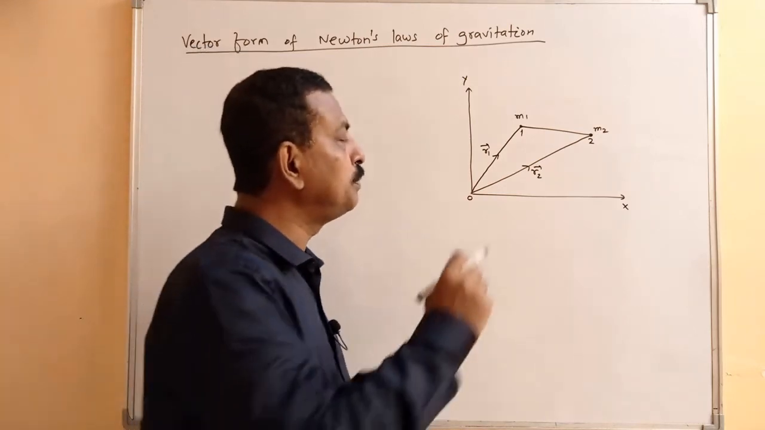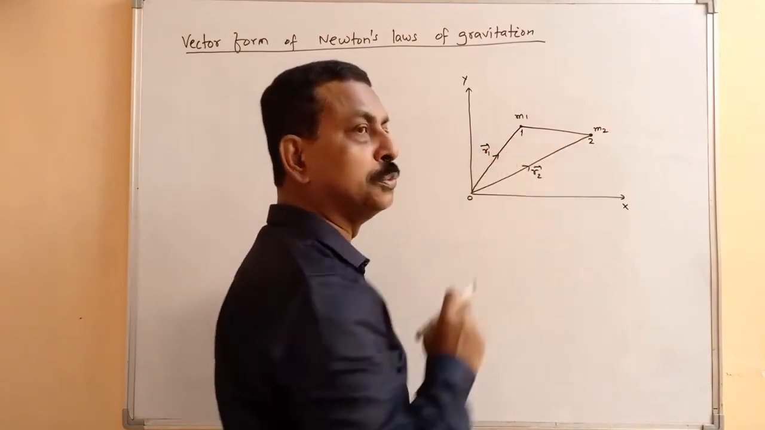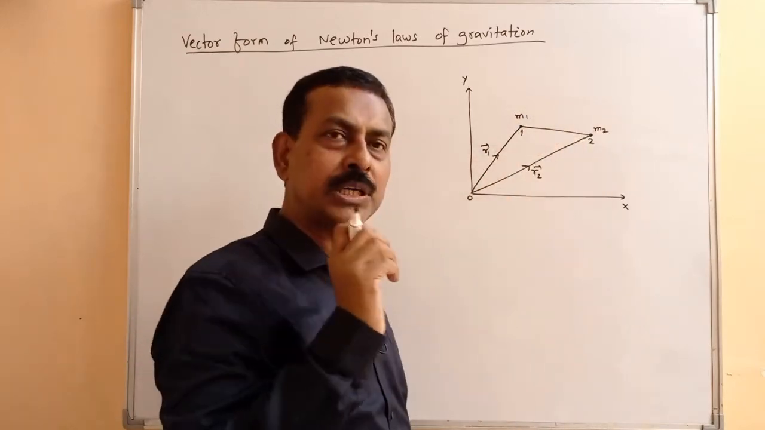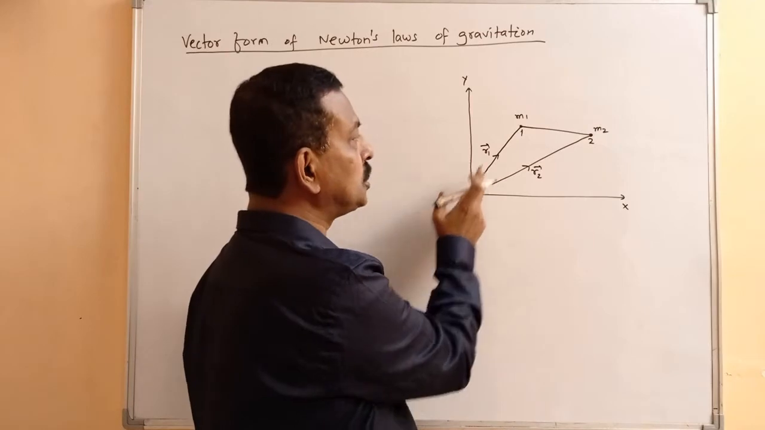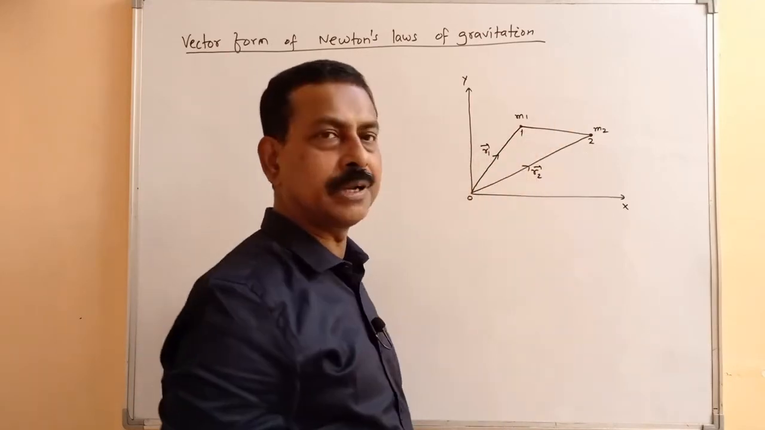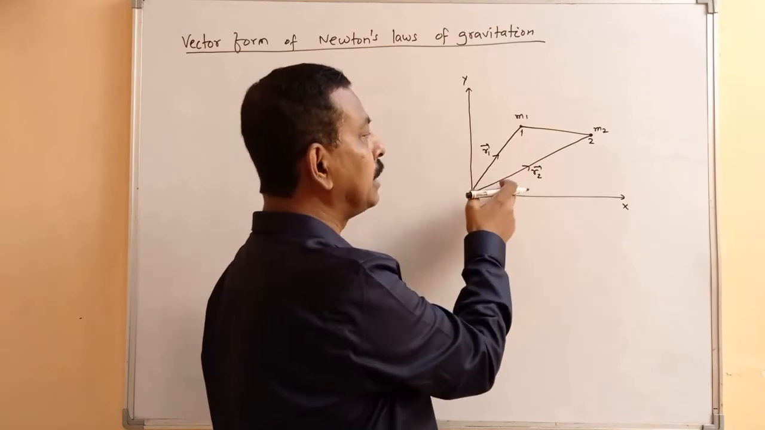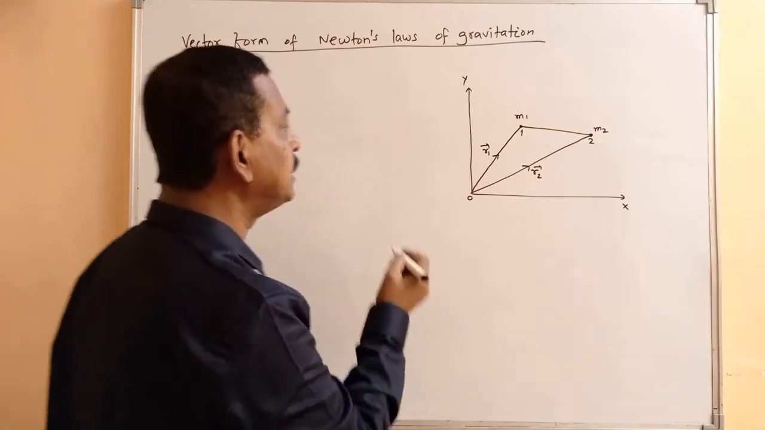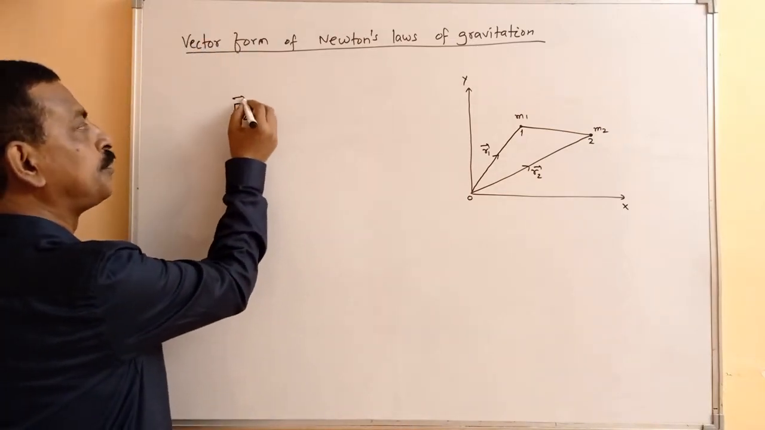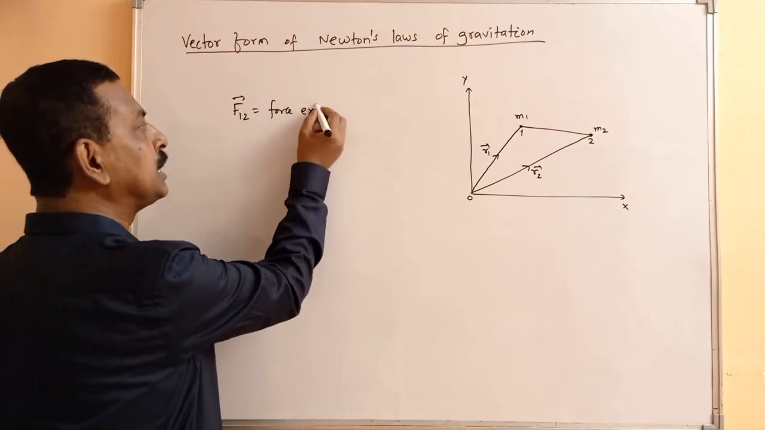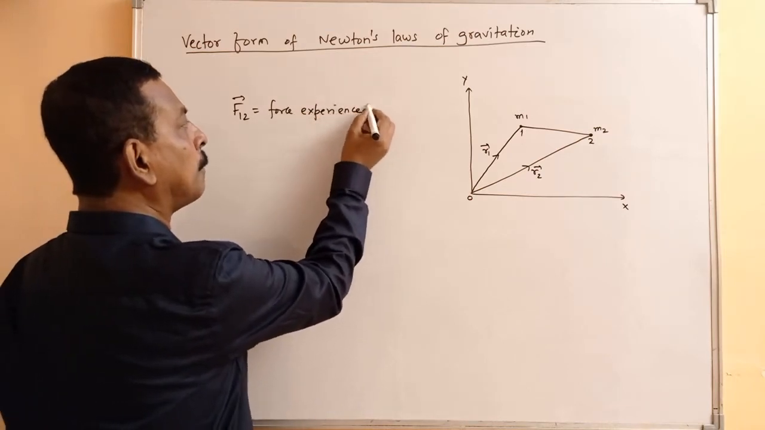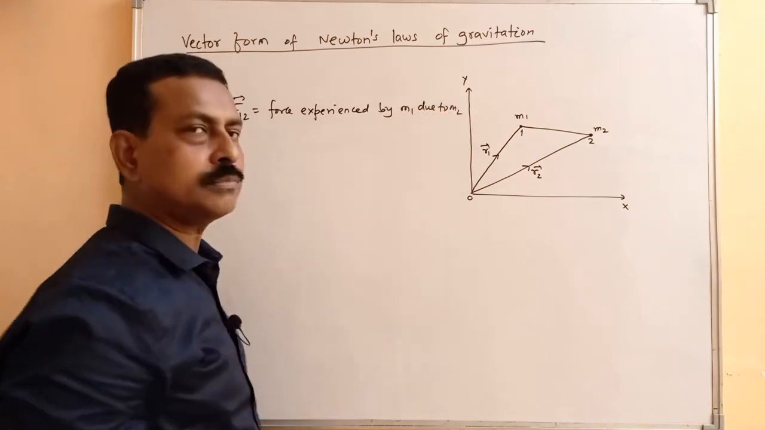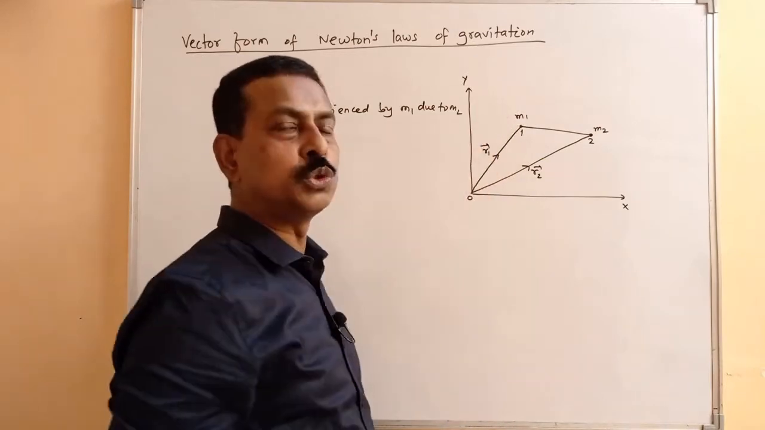For this, suppose we take points 1 and 2. These are the two points where we have the point masses m1 and m2 located, and they have the position vectors r1 and r2 respectively. r1 is the position vector for m1 and r2 is the position vector for m2. Now consider F12, the force experienced by m1 due to m2.